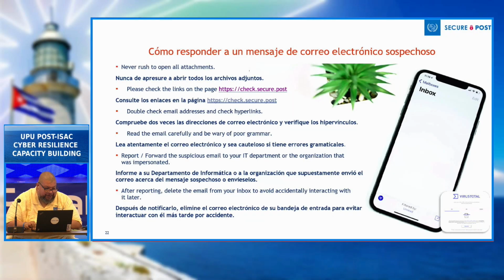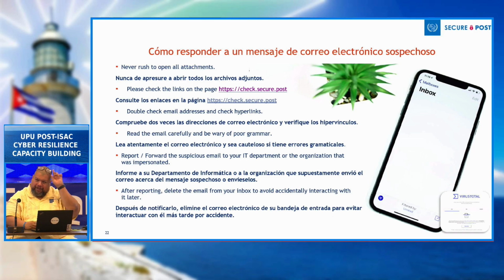So some key points: never rush to open all attachments. Check the links on the page. You see I have my check.secure.post link there. So I invite you to use check.secure.post, the check links, free to use. If you scan the QR code on that booklet, you'll get straight to it as well. Double check email addresses and hyperlinks. Read the email carefully. Be wary of programs, obviously. But with Gen AI, things are getting very, very challenging now.